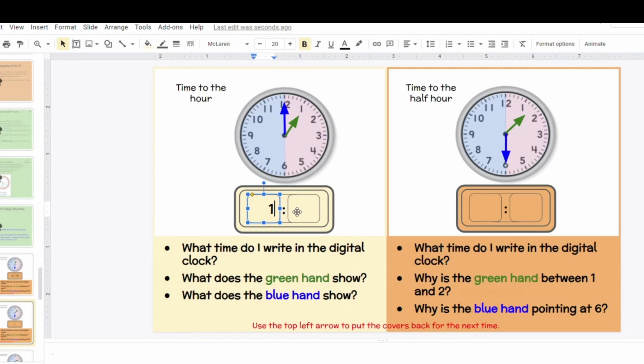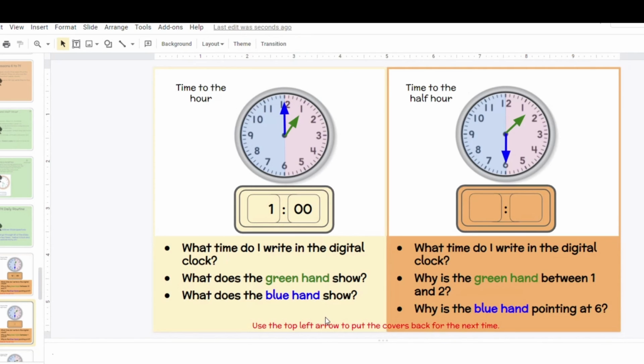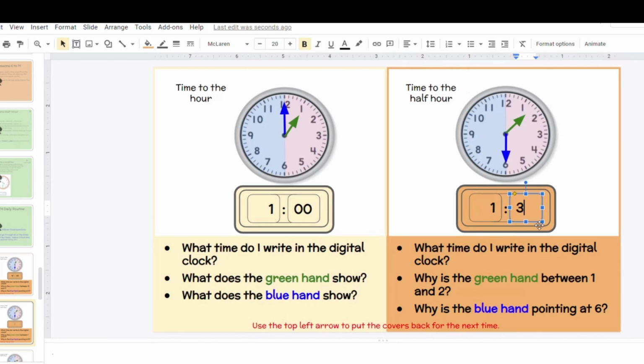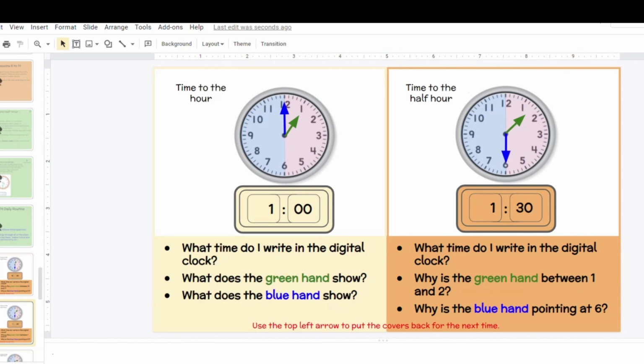Class, 1 o'clock. What does the green hand show? The green hand shows the hour. What does the blue hand show? The blue hand shows the minute. Boys and girls, what time do I write in the digital clock? Class, 1:30. Boys and girls, why is the green hand between 1 and 2? Because it is halfway past that hour. We have gone 30 minutes. Why is the blue hand pointing at the 6? Because we've gone 30 minutes past 1.